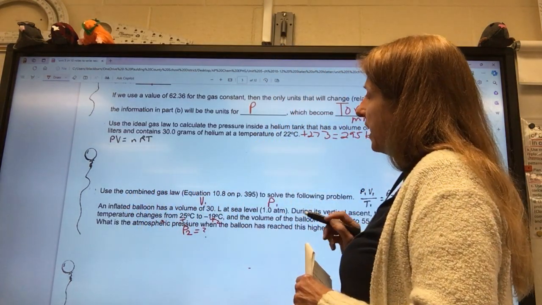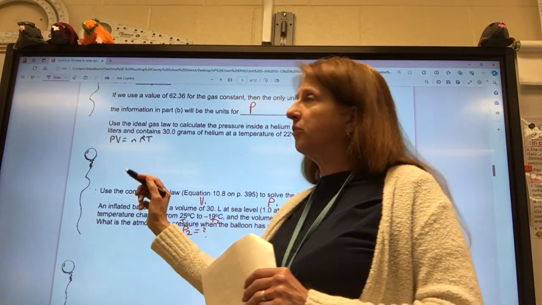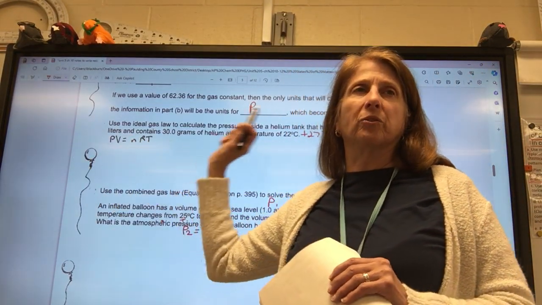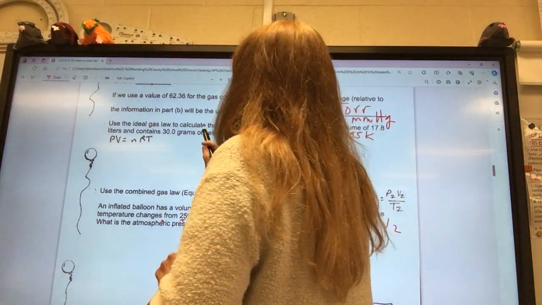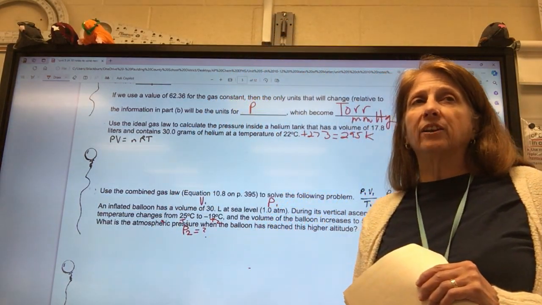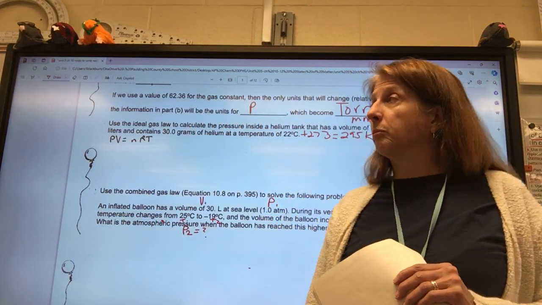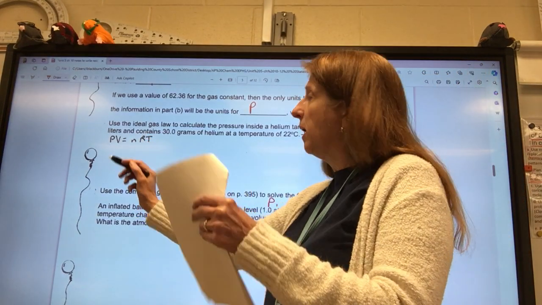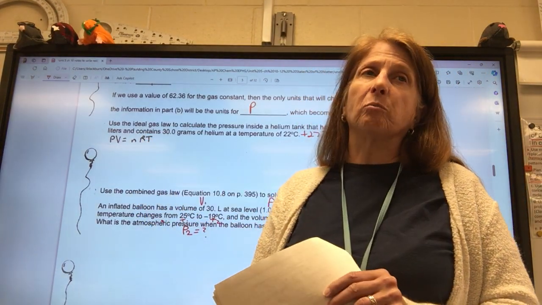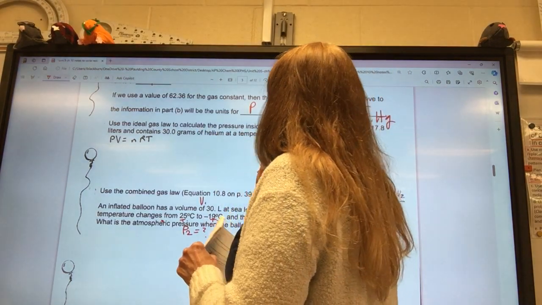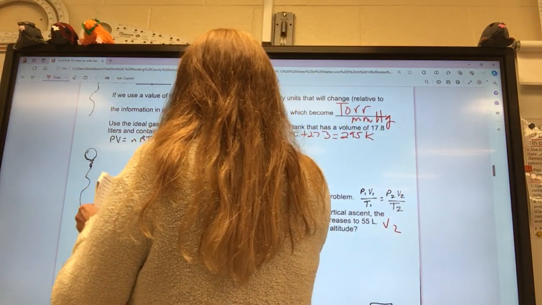Then the other thing is PV equals nRT. Do you see an M in PV equals nRT? No. And we have grams. So what do we need to change those grams to? Moles. We need to change them to moles because n is moles. So we should go ahead and do that.